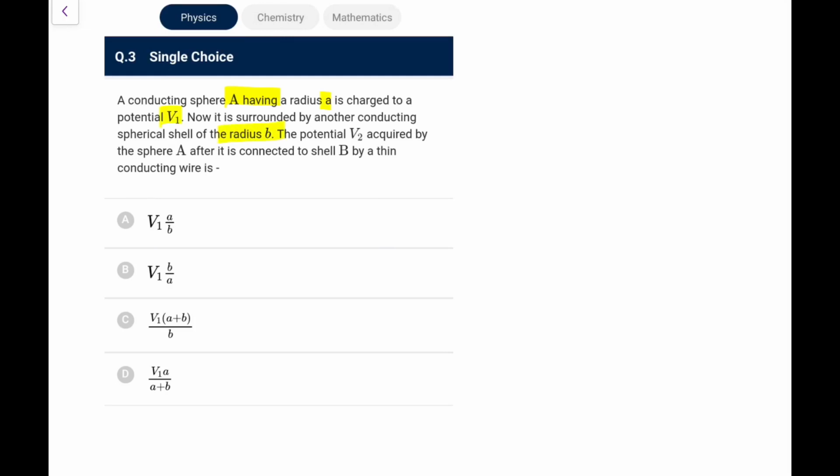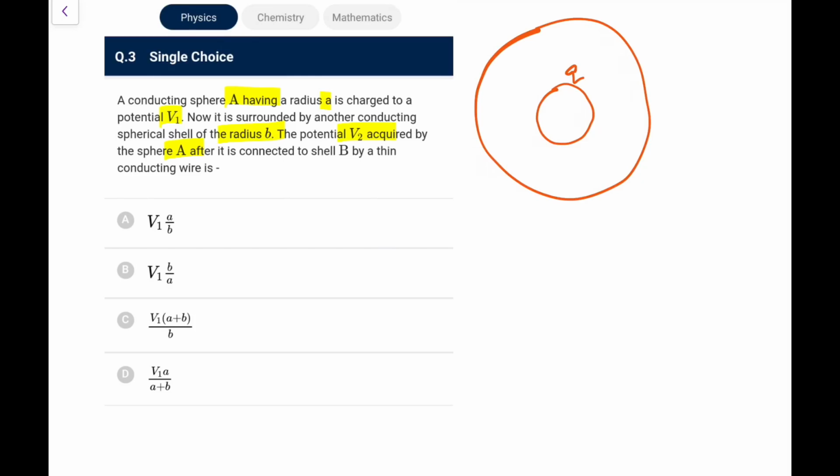Now it is surrounded by another shell of radius b. The potential v2 acquired by sphere A after it is connected to shell B by a thin conducting wire. So as per this, A is having some potential v1, now surrounded by another conducting shell of radius b. Now the v2 acquired by A after it is connected to shell B by a thin conducting wire.